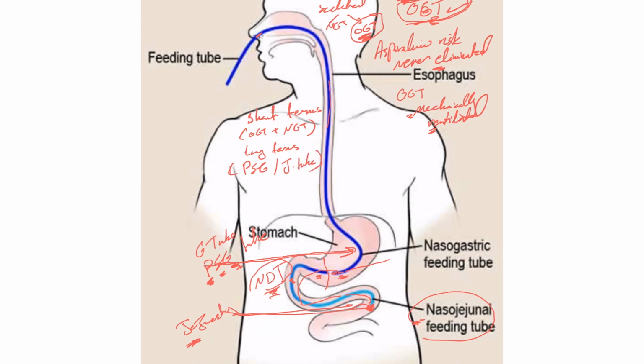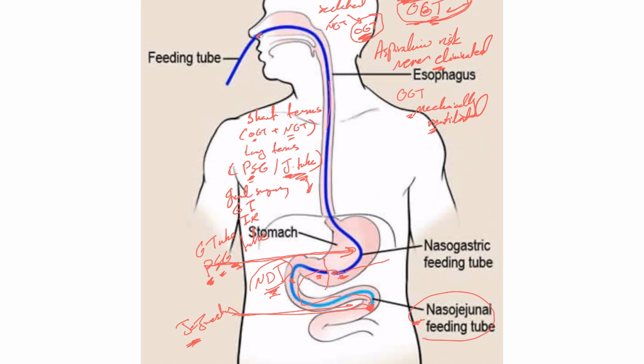Also, these NG and OG tubes are mainly placed, at least in our hospital, by nurses, but in some other hospitals by residents or physicians in general, while PEG tube and J tube usually require general surgery, especially J tube. PEG tube can be placed by general surgery or GI, gastroenterology, or interventional radiology, while J tube I think mainly by general surgery.